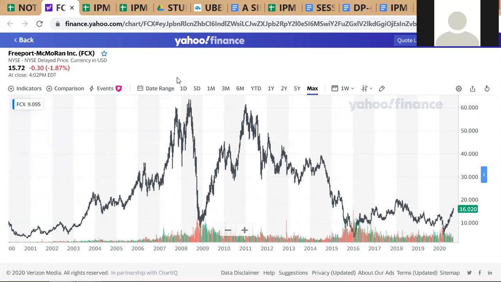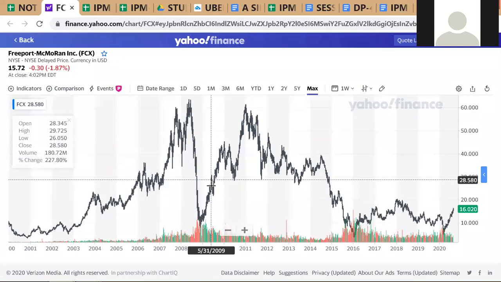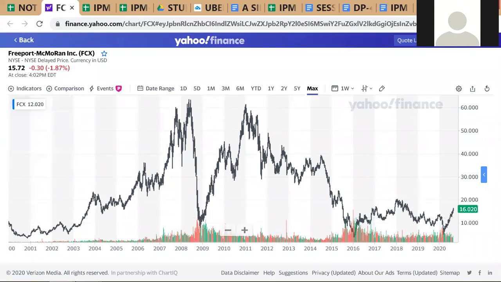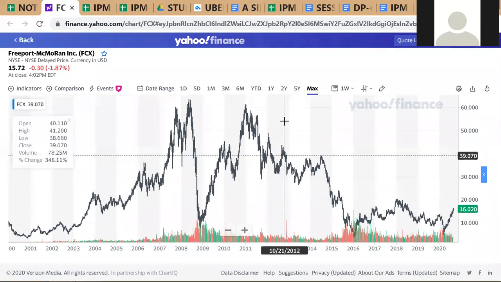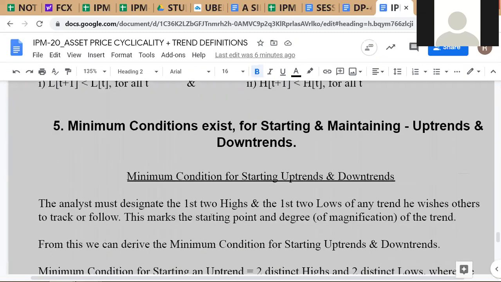Okay, so when we have this definition, it takes us to our next point. So far, any questions, guys? Anybody? Any questions on what we are doing, where we are? Okay, so let's go to the next point, because from here we will try to develop a simple system which you can use for your project. And so: minimum conditions for starting and maintaining uptrends and downtrends.